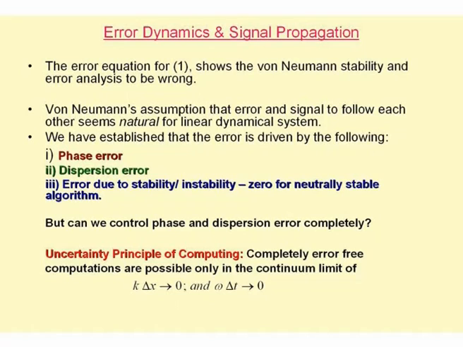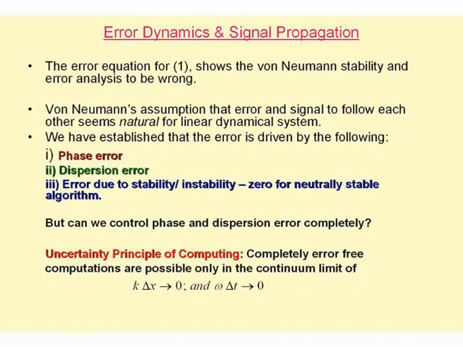So, I think this is what I have put as a summary: of course, the von Neumann stability and error analysis is wrong. Unfortunately, this is what you find in all textbooks, even including the book that I had written in 2002 or 3. We assumed it is so intuitive for us to accept that the linear dynamics should follow that. We also fell into the same trap.